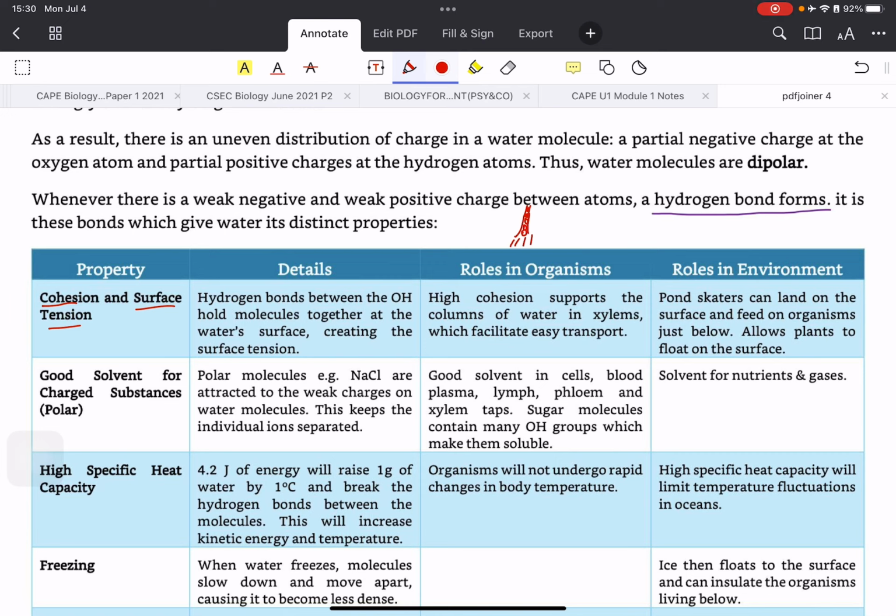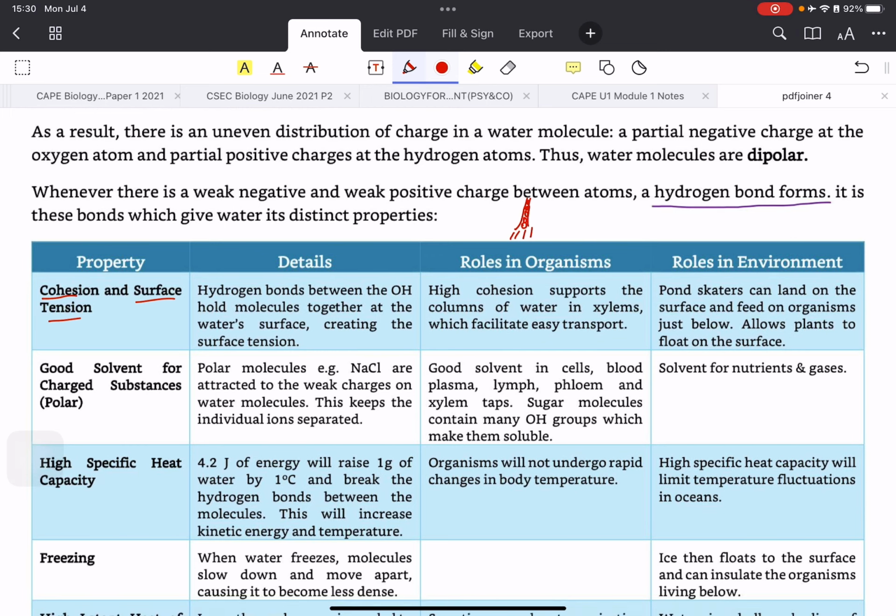And as I told you, some small insects and organisms can actually walk on water and feed on the organisms right below the water, like the pond skaters, right? So this helps them to survive in the environment.